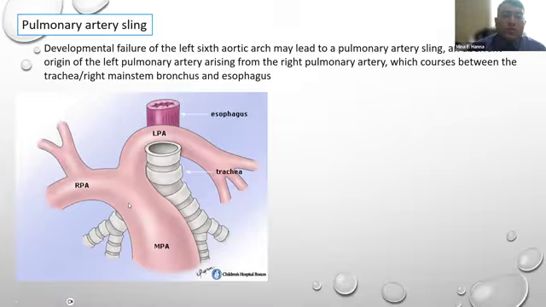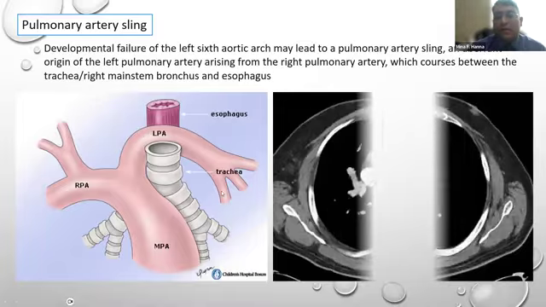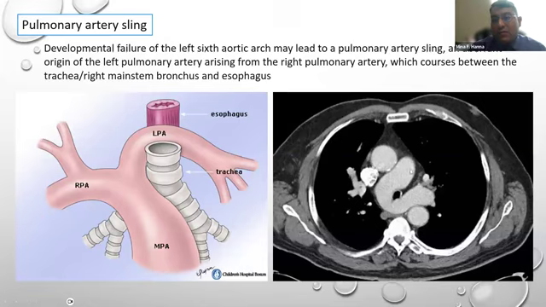Let's see here. You see here the pulmonary artery on the left side, instead of just bifurcating here, it takes an abnormal course between the trachea and the esophagus. This is a case of it on chest CT. See the pulmonary artery taking a course between the compressed esophagus and trachea anteriorly.